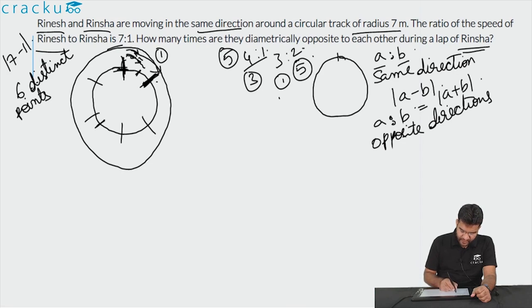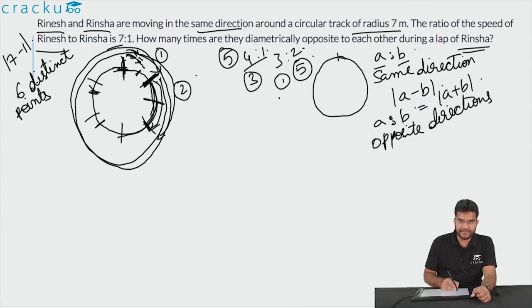Similarly, at the second point, both of them start at the same time, and by the time Rinsha covers the distance between the first point and the second point, Rinesh will again complete the entire circumference and meet her here. And within this time period, there will come a point, say over here, where Rinsha and Rinesh will be diametrically opposite each other. So this is the second point. Similarly, by the time Rinsha moves from the second to the third, there will come a point where both of them are diametrically opposite each other.